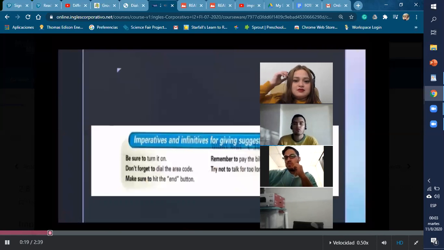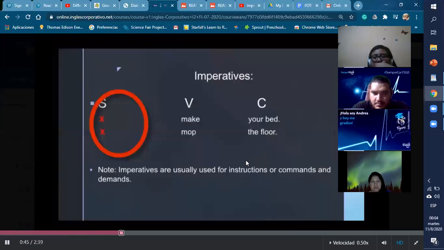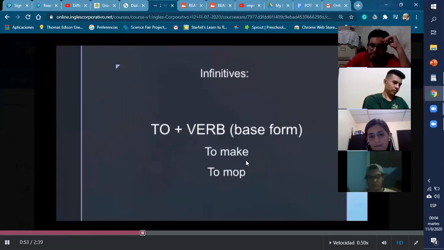Imperatives and infinitives for giving suggestions. Be sure to turn it on. Don't forget to dial the area code. Make sure to hit the end button. Remember to pay the bill every month. Try not to talk for too long. This is how we'll use imperatives and infinitives for giving suggestions. When using an imperative, the subject is never mentioned and they always begin with a verb. And as said in the previous explanation, the infinitive is to plus a verb. Now let's think about a situation.